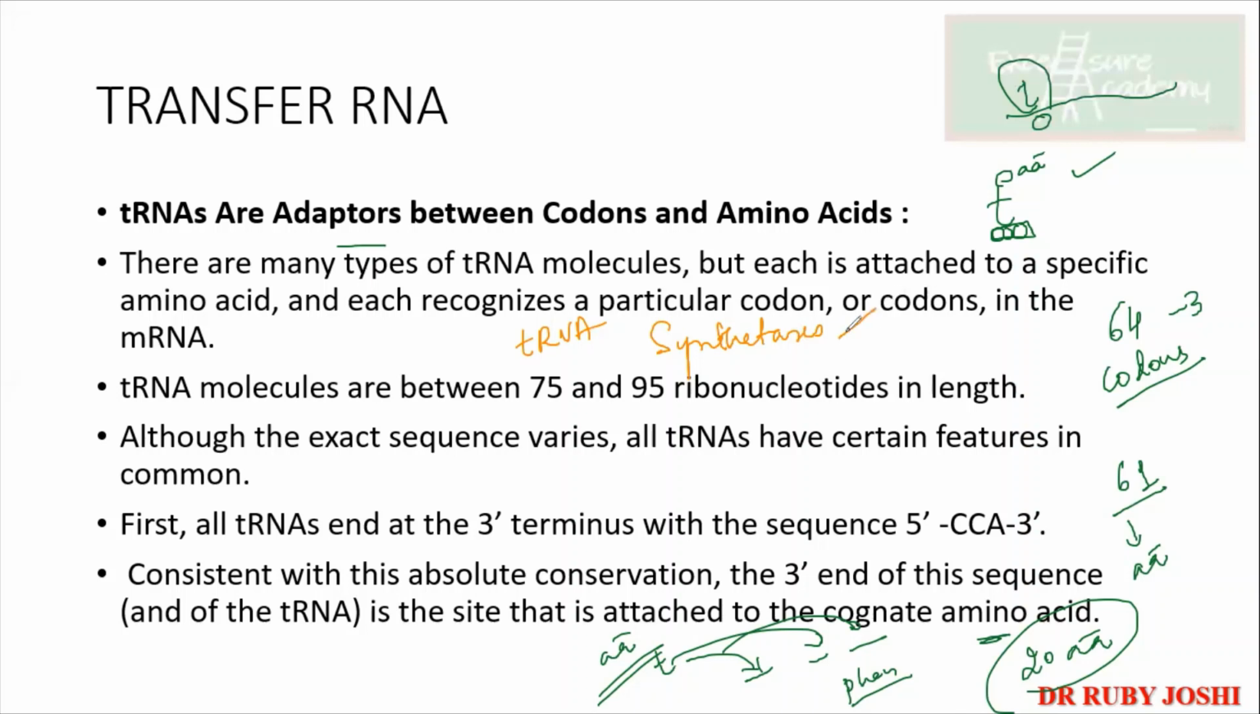Yes, so we have 2 types of synthetases, class 1 and class 2. These are the enzymes, the 2 classes of enzyme which help in charging of your tRNA molecules, even though they have different codons, but they are charged with the same amino acids. Such tRNA molecules are also known as iso-accepting tRNA molecules. Slowly we'll come to that.